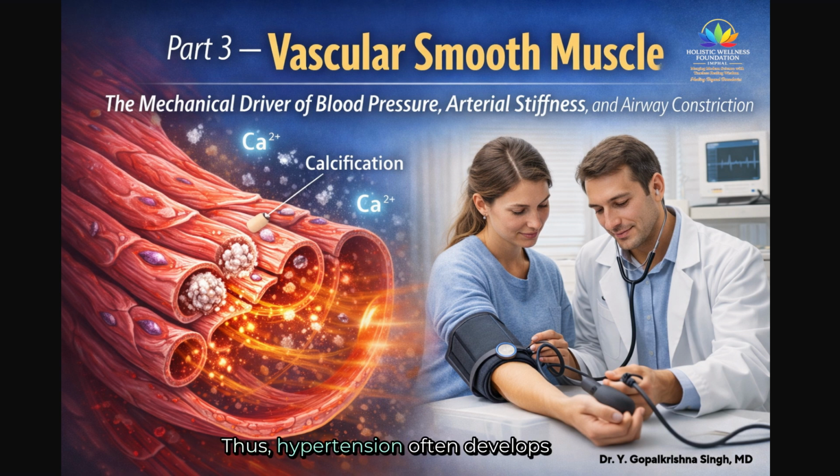Thus, hypertension often develops in sequence: glycocalyx damage, followed by endothelial dysfunction, followed by smooth muscle constriction, followed by vascular calcification and arterial stiffness. This three-layer vascular model explains many chronic conditions, including hypertension, cardiovascular disease, kidney disease, and even bronchial asthma through smooth muscle dysfunction.